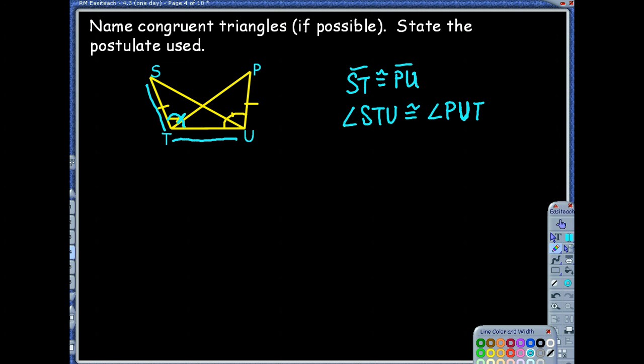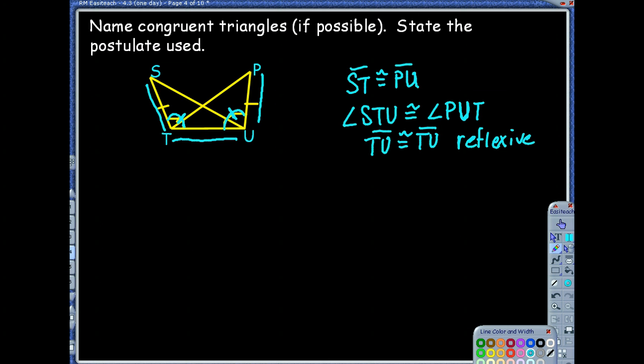If I look at the other triangle, I have PU already, and I'm looking at the angle at U, so really I need to talk about UT. Well, TU and UT are the exact same side. So again, I can use that reflexive idea. TU is congruent to TU because of the reflexive property.